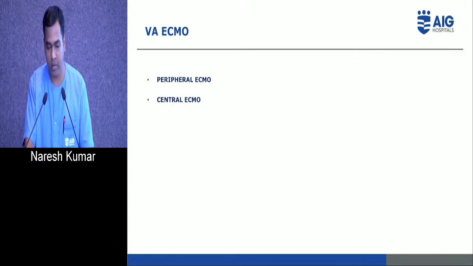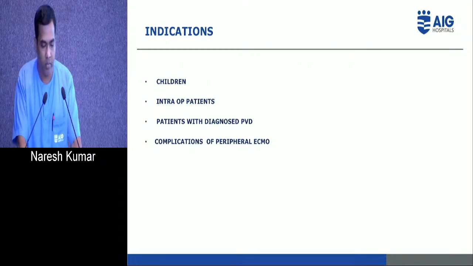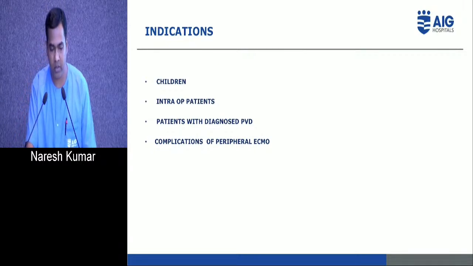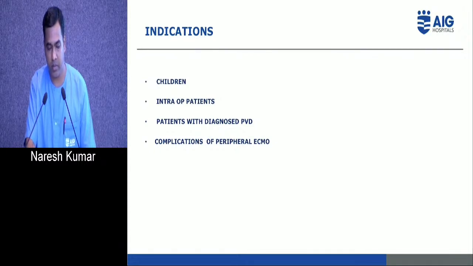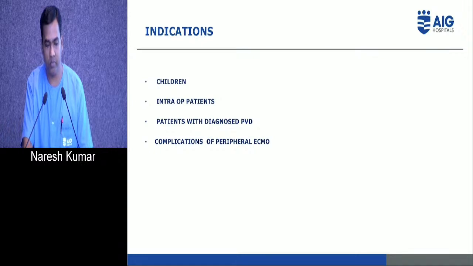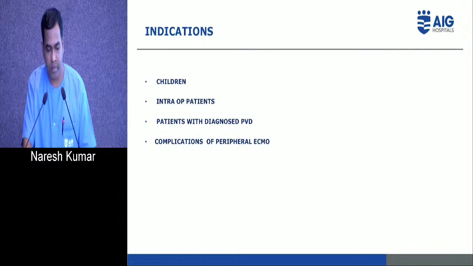I will be confining myself to central ECMO, where the main indications are in children and neonates, where peripheral cannulation will be a difficult task. In those patients, central cannulation will be very useful. It is also indicated in patients after a prolonged cardiopulmonary bypass, where we are not able to wean the patient after complex surgical procedures and may have to temporarily support the patient.